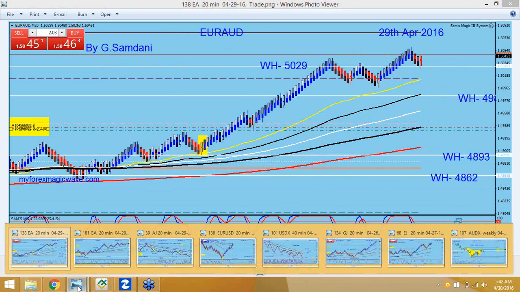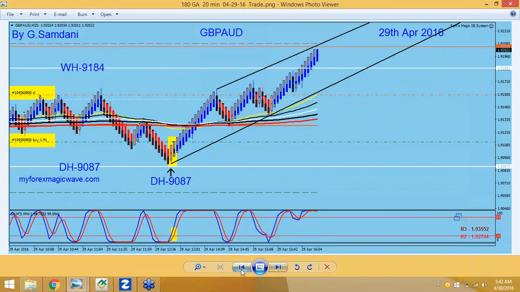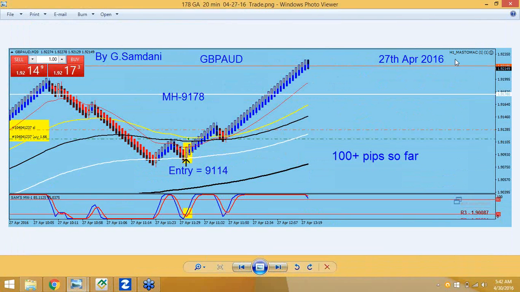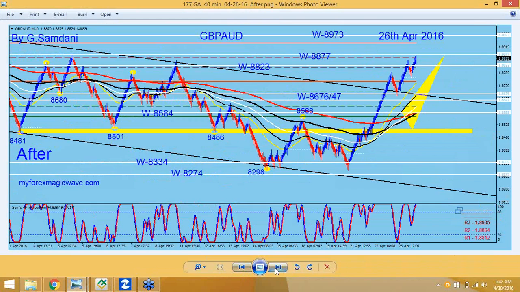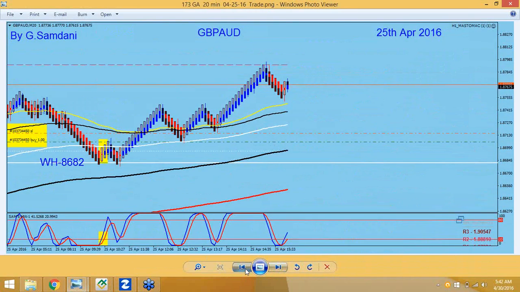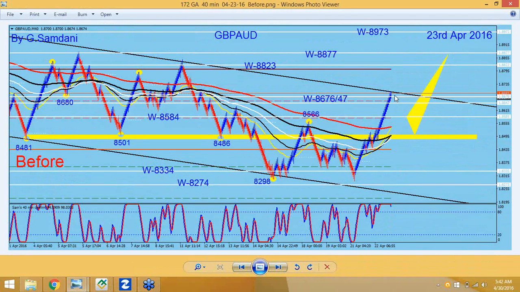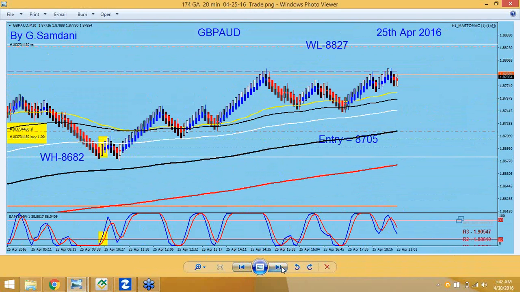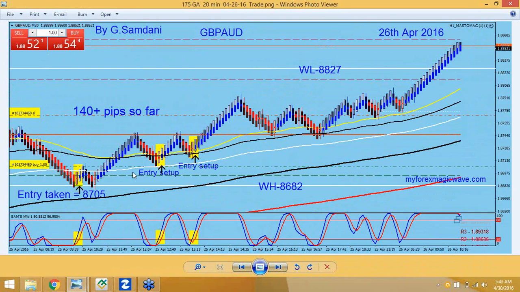What about Pound Aussie? Aussie is getting weaker. See on the 27th again on this pair as well. And I also had this chart made. See this one, that this pair is going to drop a little bit and then go up. So this is on the 25th, long, continue going, and then this is the same trade continuing on the 26th.